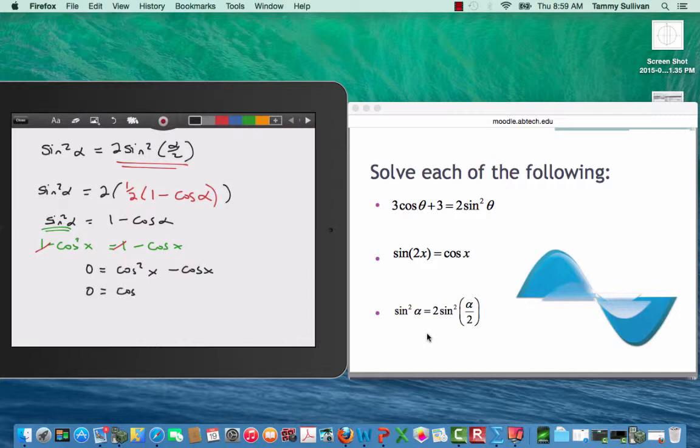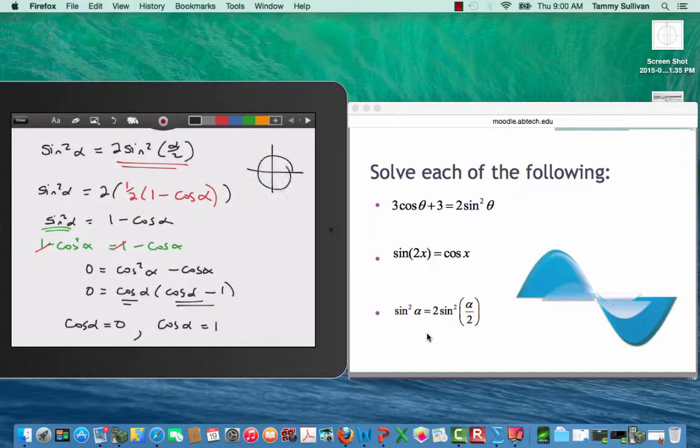And I switched randomly from alphas to x's. So let me make these alphas again. So I've got cosine alpha minus 1. So again, the zero product property. So when is cosine equal to 0? And when is cosine equal to 1?